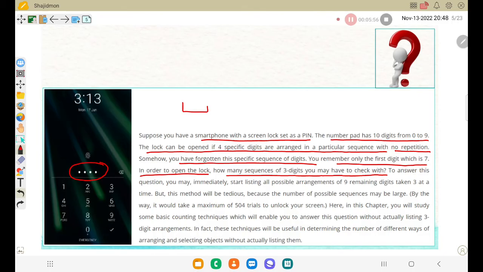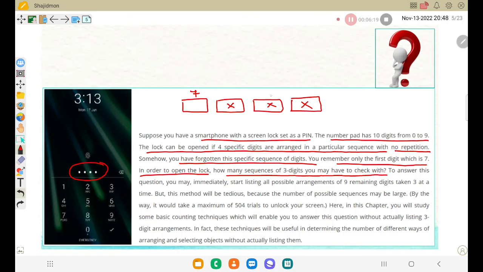Totally we have the first digit, second digit, third digit and fourth digit. The PIN has 4 digits in total. The first digit I know is 7, correct? And the remaining 3 digits we don't know. You forgot them, for example. So how many ways can we arrange the numbers here? What are the possibilities in these 3 digits? How can we find that?